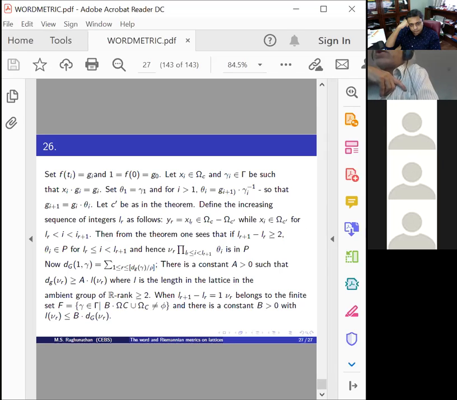In the case of Q rank greater than 1, you cannot separate the cusps. Yeah, that's right. In the case of Q rank 1, you can separate the cusps.